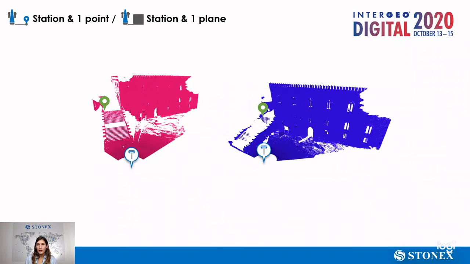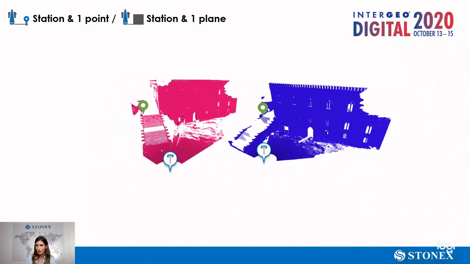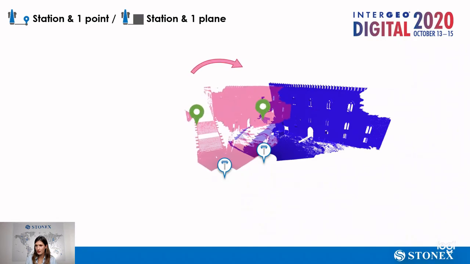Then there are the tools which use one station and one common point, or one station and one common plane. So you see that there are the 2 station positions, and in both scans there is a point in green which will be used to adjust and to register the point clouds.